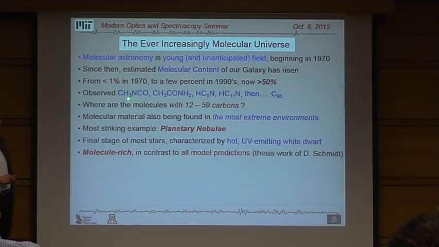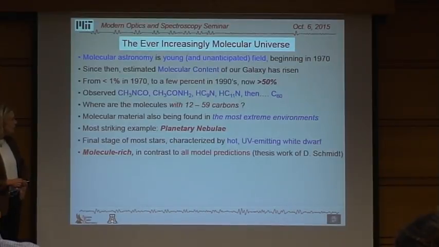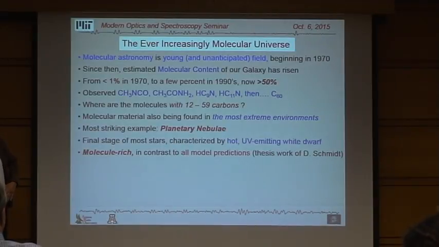And like I said, we have some interesting organic, smaller molecules, and now we're up to C60. One wonders where the molecules are between about 12 and 59 carbon atoms. That's something the future will find out. The other interesting thing is they're finding molecular material in the most extreme interstellar environments. A striking example of this is what astronomers call planetary nebulae.